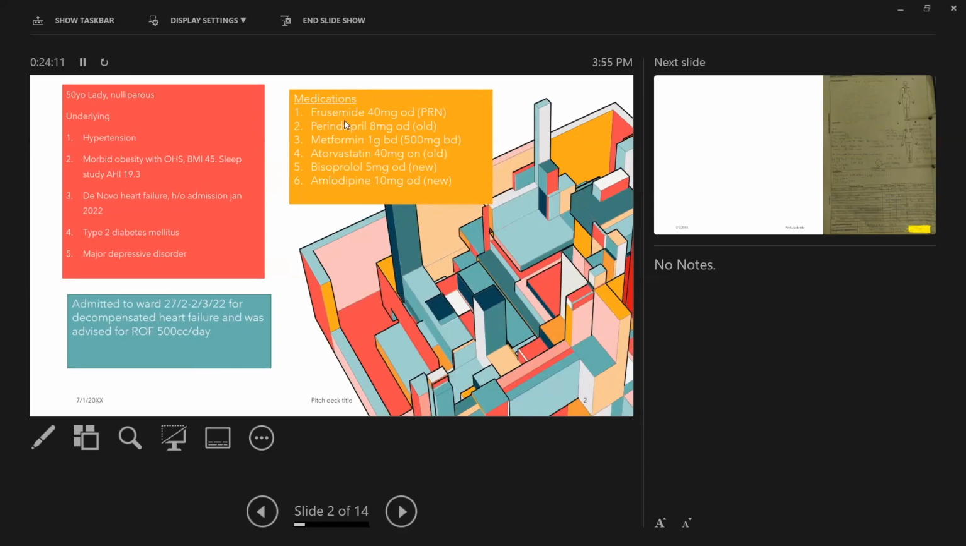You can see here the Lasix. Initially, she was prescribed only 40 mg PRN: when you see your leg a bit swollen or your weight increasing, you take some Lasix. Then it was changed into a regular daily dose of 40 mg. Perindopril is an old medication, 8 mg OD. Metformin was increased from 500 mg BD to 1 gram BD. Atorvastatin is an old medication, 40 mg at night. She was added on bisoprolol 5 mg OD and also amlodipine 10 mg OD. I presume the BP was sky high when she was admitted in February.